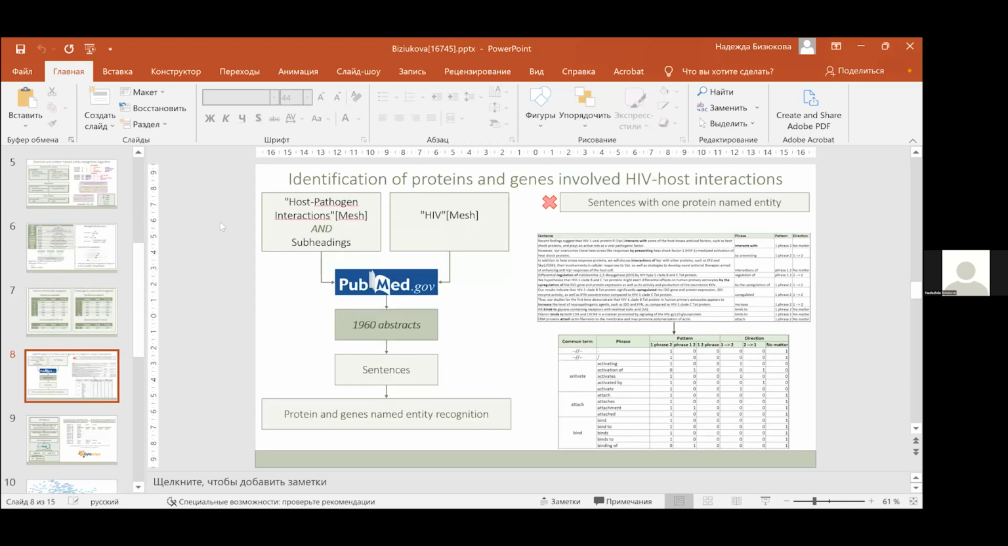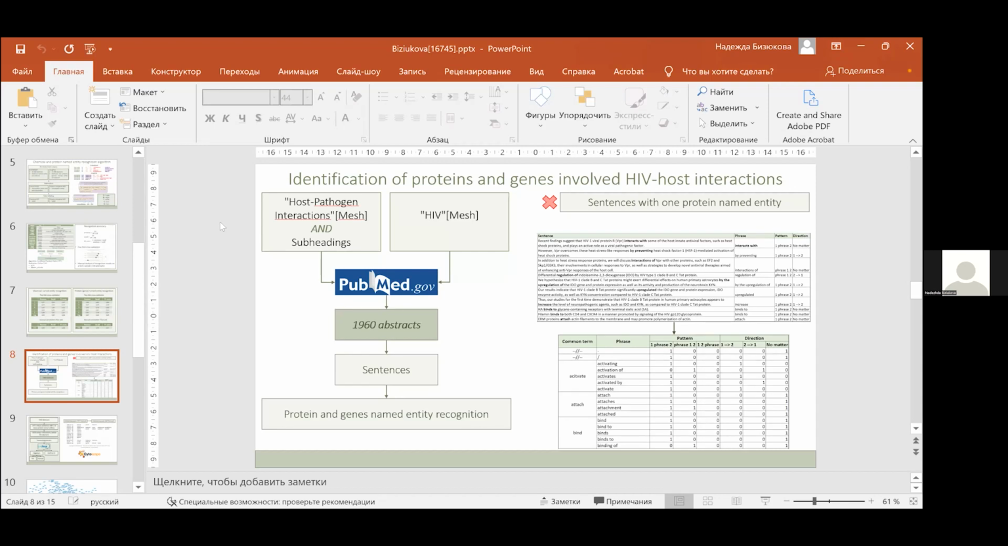For identification of proteins and genes that are involved in HIV host interaction, we collected a set of abstracts from PubMed. Relevance of text was determined using MeSH terms. This text was then split into sentences, and the received sentences were sent to the input of the protein named entity recognition algorithm. We considered only sentences that contain at least 2 protein names or more, according to recognition results.